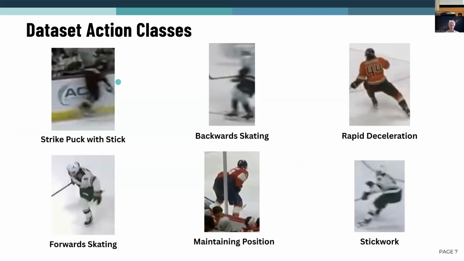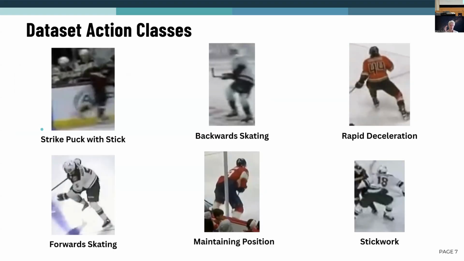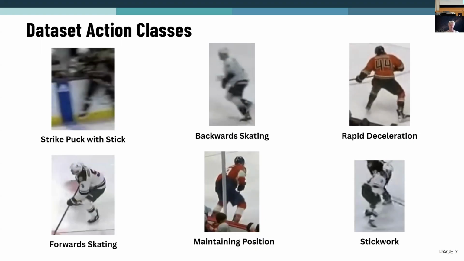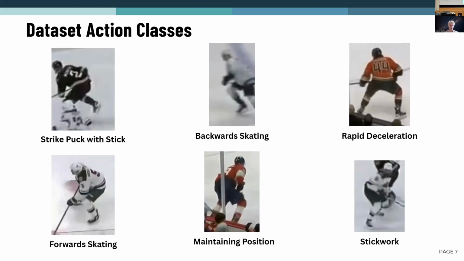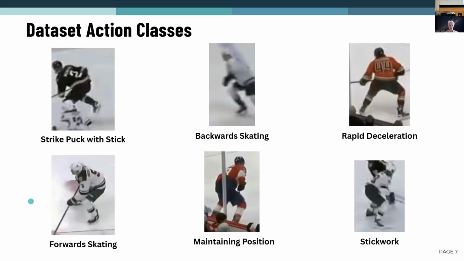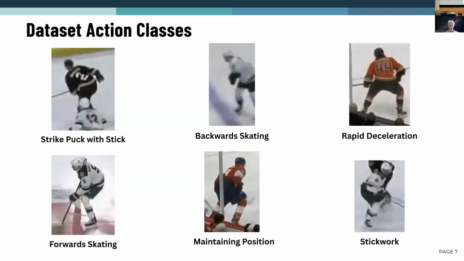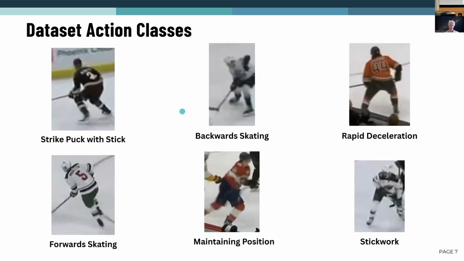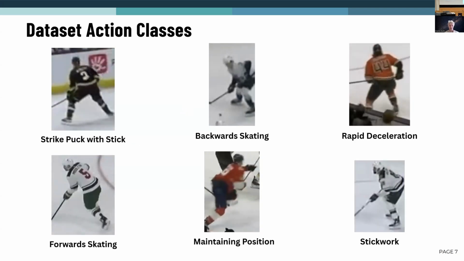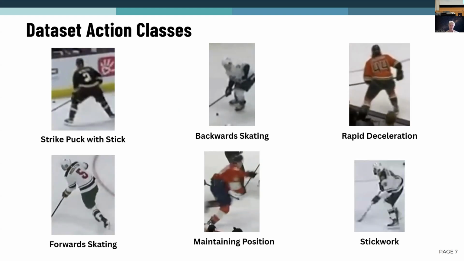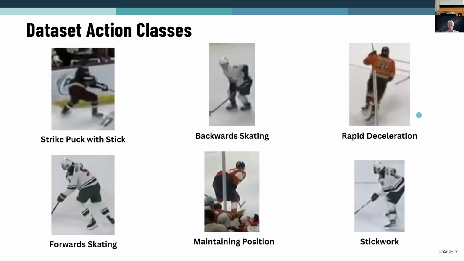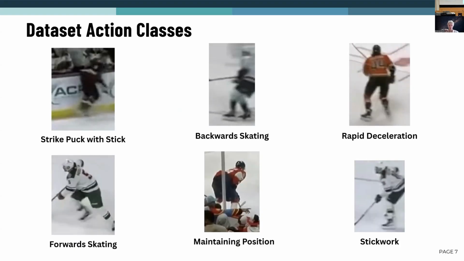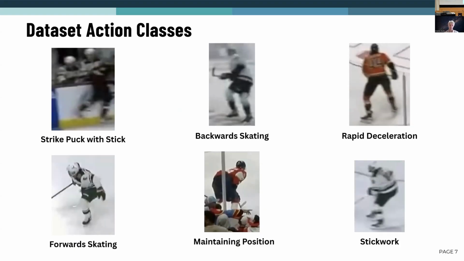First, strike puck with a stick. Here the player's stick makes direct contact with the puck, typically to pass, shoot, or block. In forward skating, the player accelerates towards the offensive zone while maintaining balance and speed. In backward skating, the player skates in reverse, usually to maintain a defensive stance. In rapid deceleration, the player abruptly slows down, often to change direction or avoid contact.